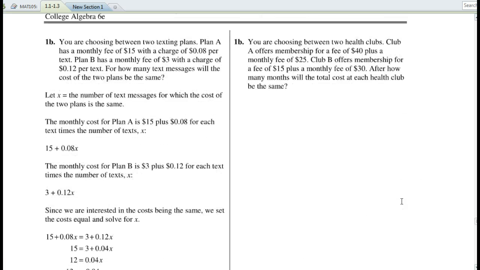1B, 2 health clubs. Club A offers a membership fee of $40 plus a monthly fee of $25. B offers $15 plus a monthly fee of $30. After how many months will the total health cost at each club be the same? So let's write out the cost of A. The cost of A is given by the membership of $40 and a monthly fee of $25. So 40 plus 25N, where we'll say N is the months belonged.